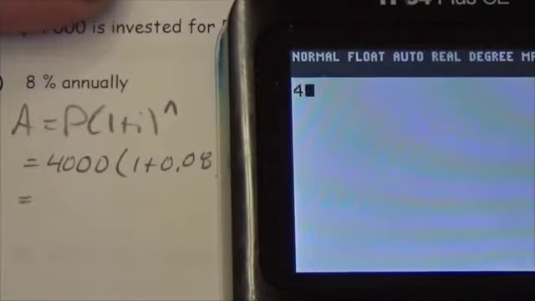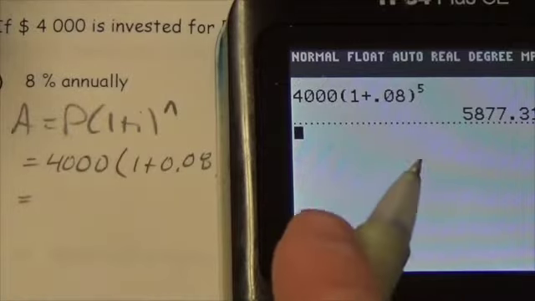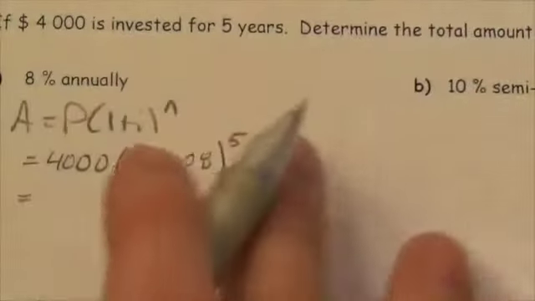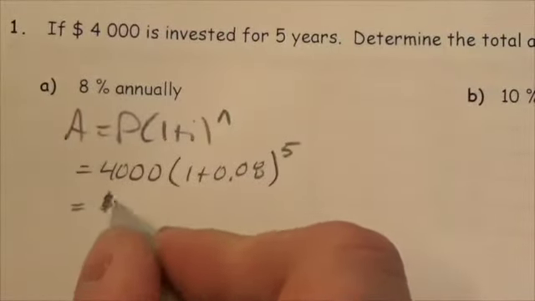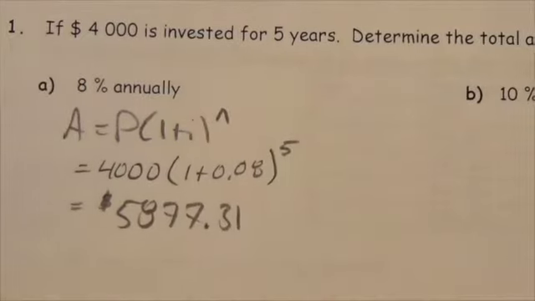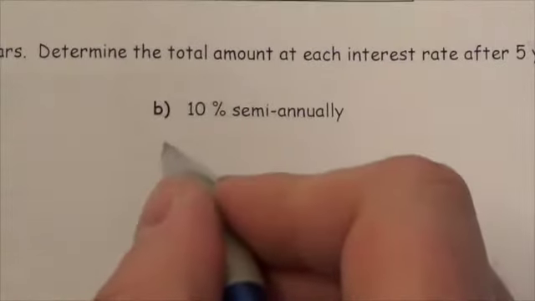Okay, so 4,000 times 1 plus 0.08, and then to the power 5. So at the end there, I would expect to have $5,877.31. Okay, so we would have $5,877.31. Now compare that to this question over here, 10% compounded semi-annually.